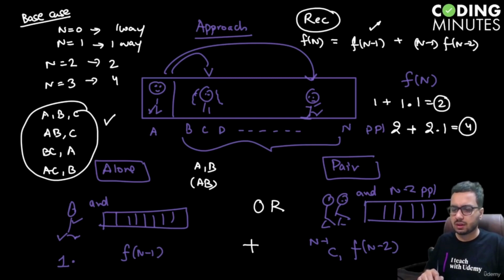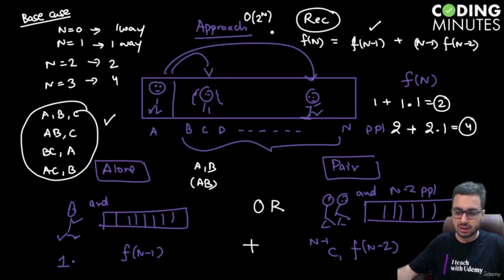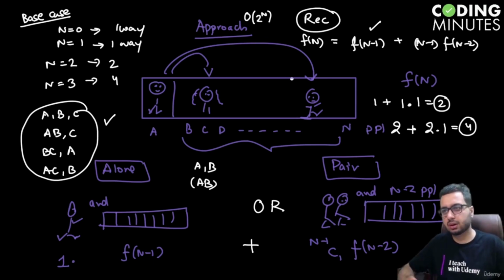Again, the time complexity is going to be exponential, but it can be reduced to linear very easily using memoization if you know a little bit about dynamic programming.